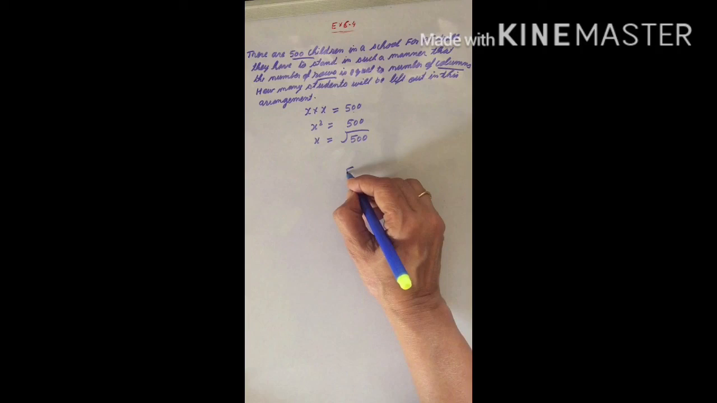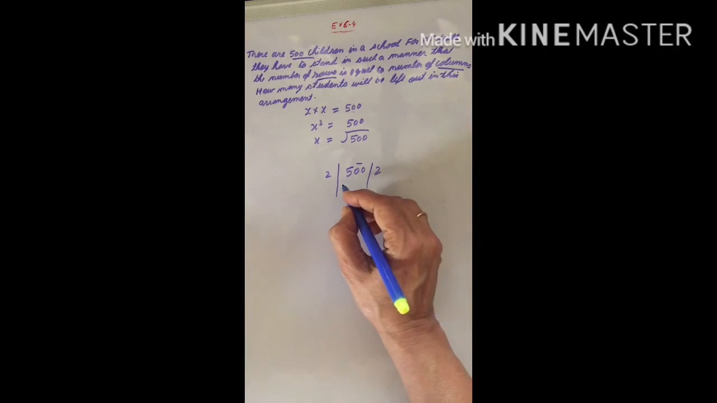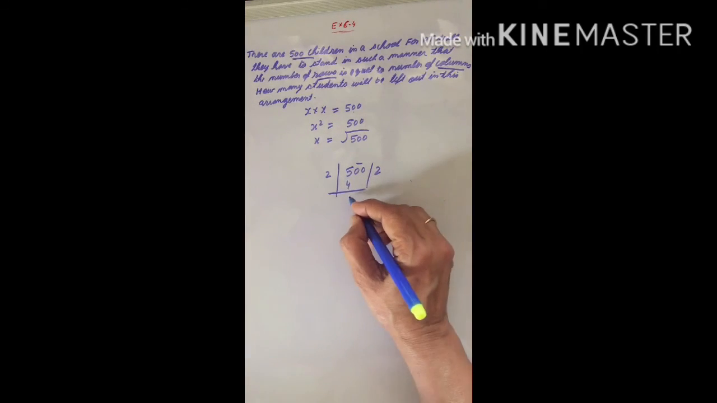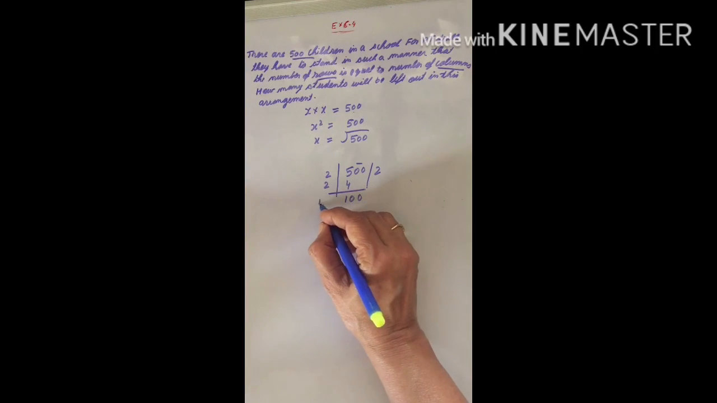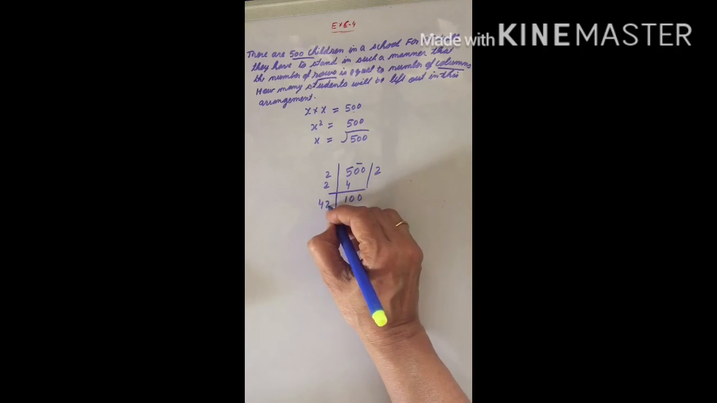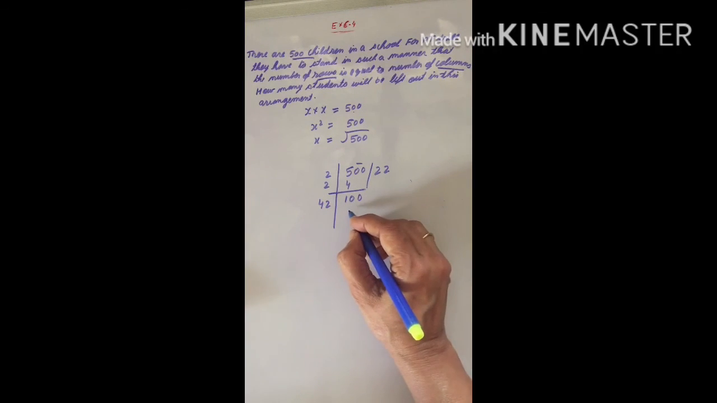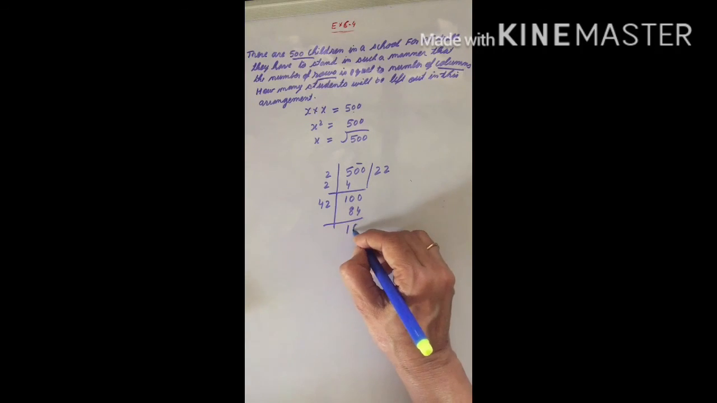Now let us see. Now 500, we are using the long division method. Now it will go with 2 2 2 4. Now 1 0 0, 2 plus 2 is 4. Now here it is 100. It will go with 2, that is 84. Now the remainder is 16.